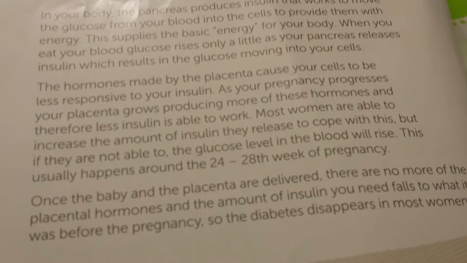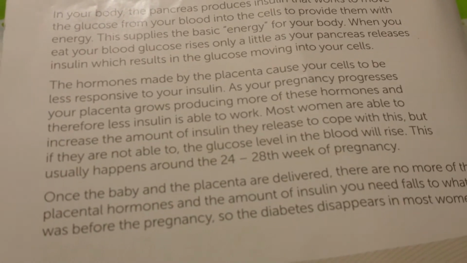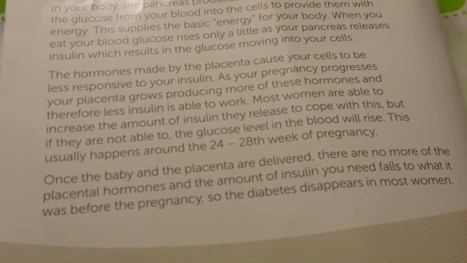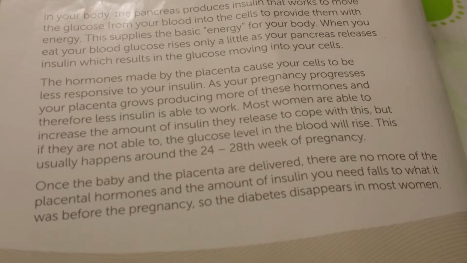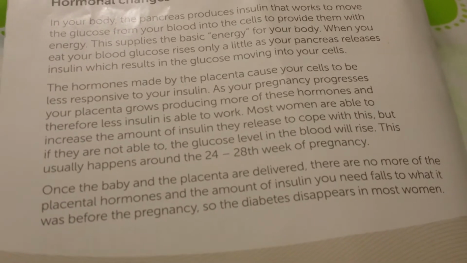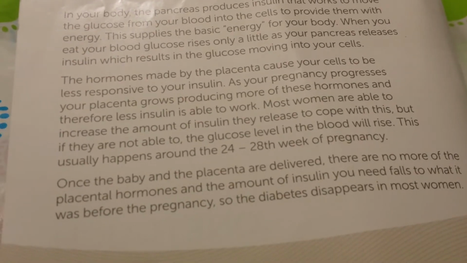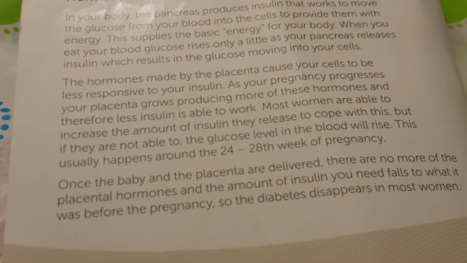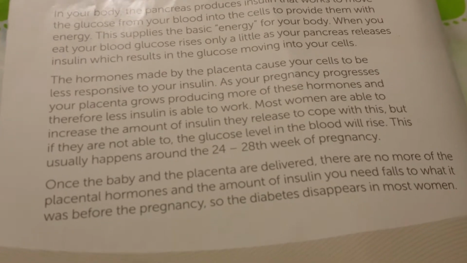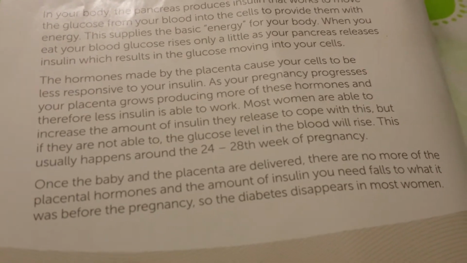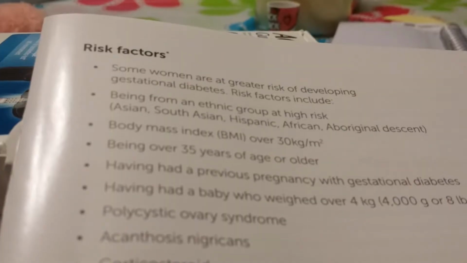This usually happens around 24 to 28 weeks of pregnancy. Once the baby and the placenta are delivered, there are no more of the placental hormones, and the amount of insulin you need falls to what it was before your pregnancy. So your diabetes disappears in most women.